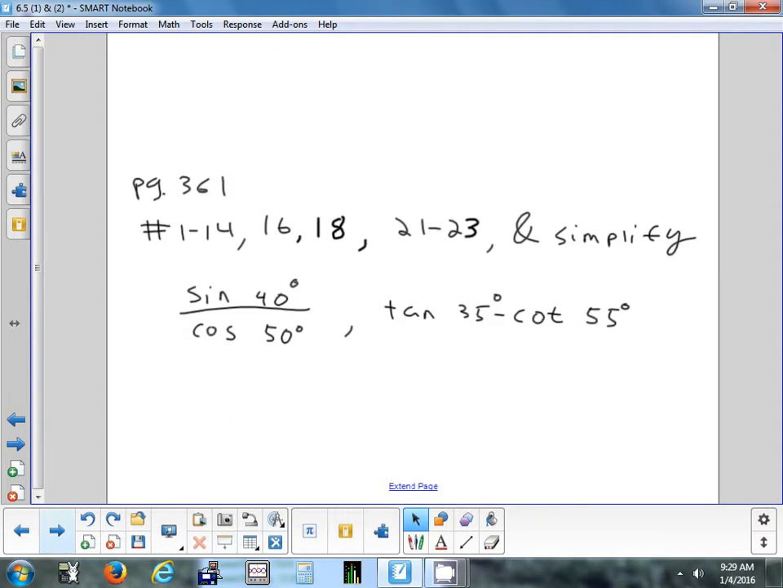All right, I'm going to give you a little over 20 minutes to start the homework. It's on page 361. I'd like you to try 1 to 14, 16, 18, 21 to 23, and try to simplify these two expressions. It's just like what we did at the end of class.